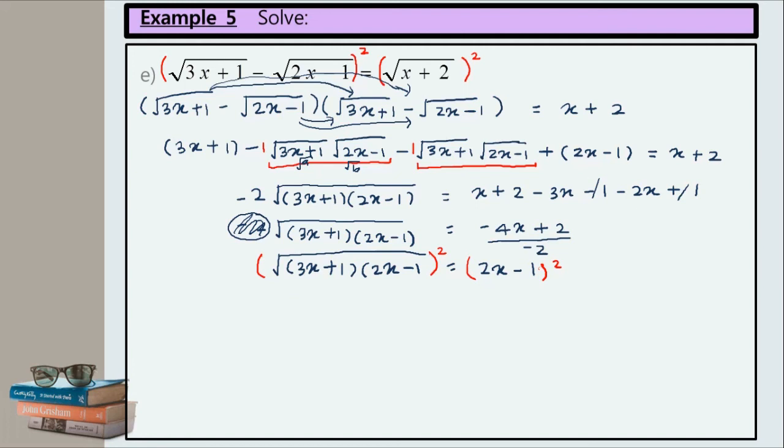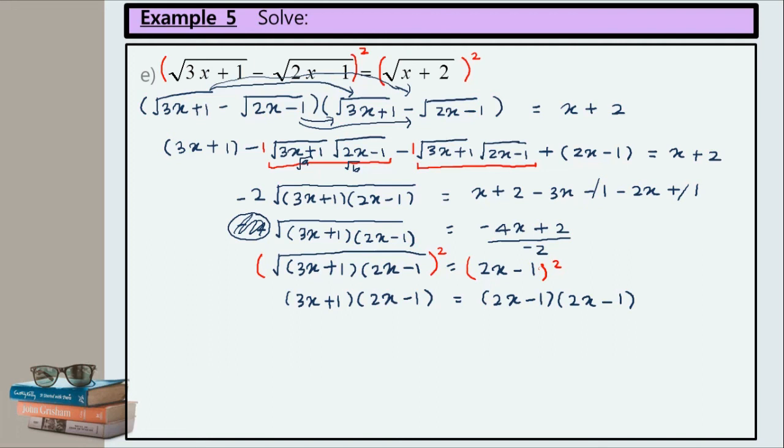there. Okay, so now we have 3x plus 1 minus 2x minus 1 equal to 2x minus 1. Okay, here 2x minus 1 squared, so that means we have multiply by 2x minus 1. Okay, so the surd is gone, that means we can solve.